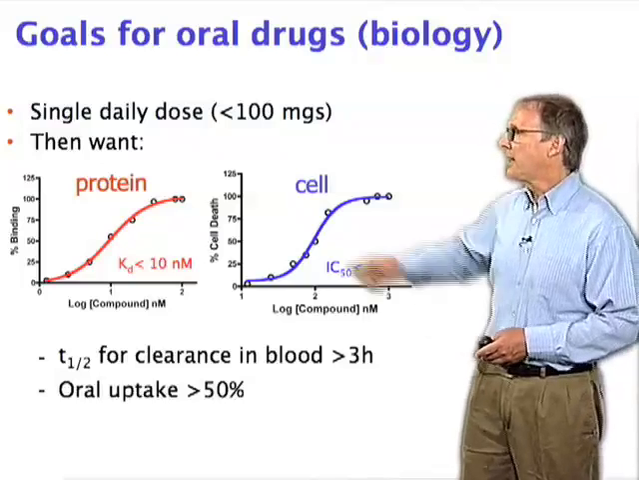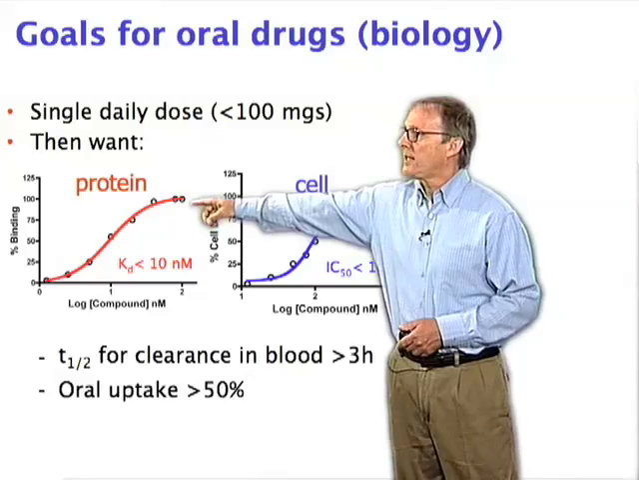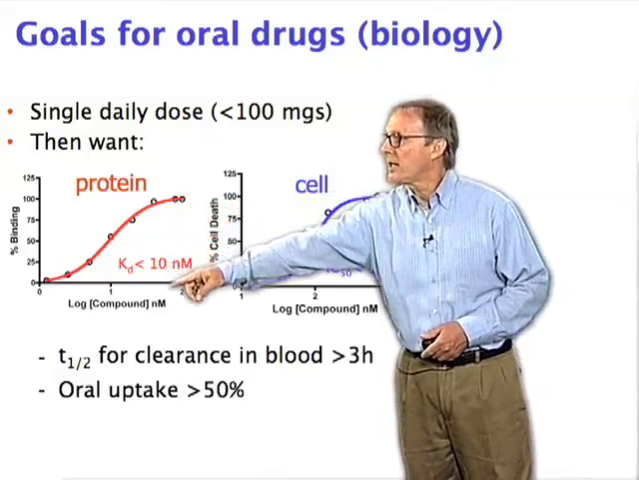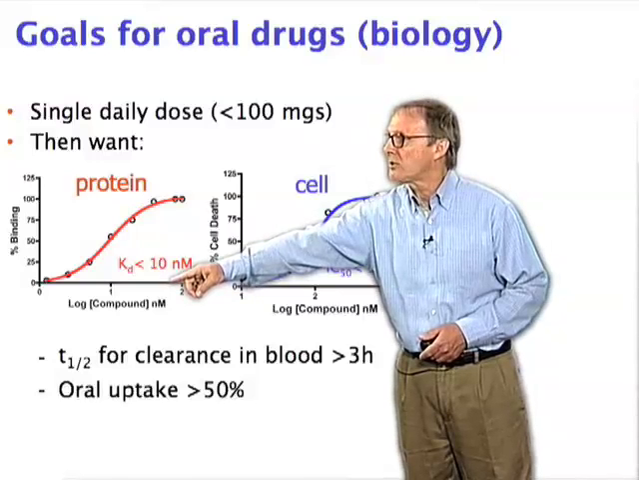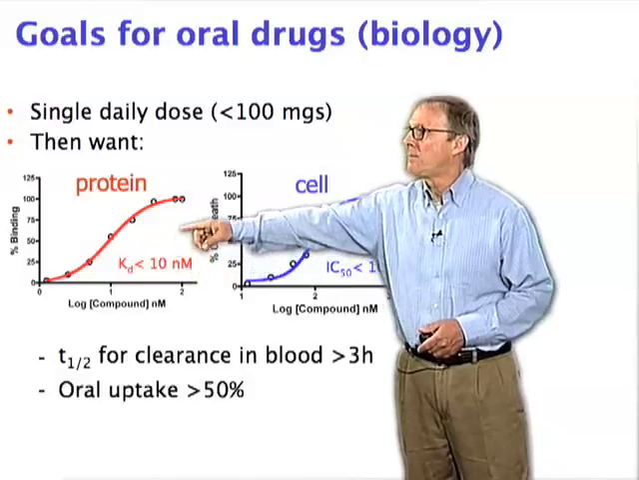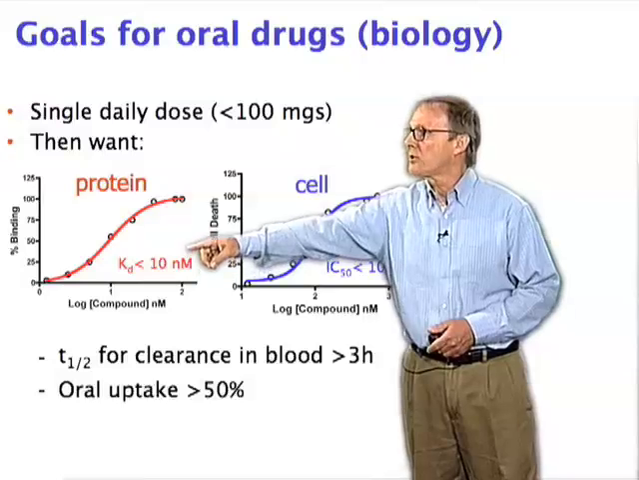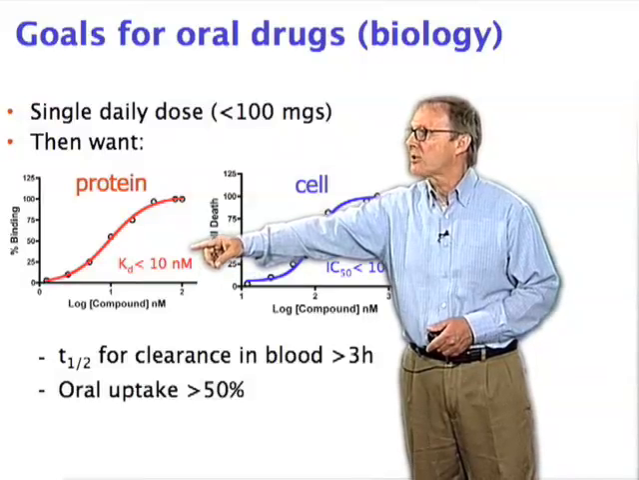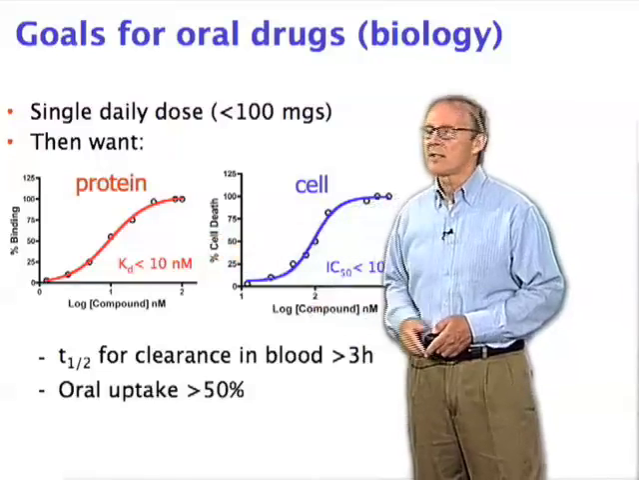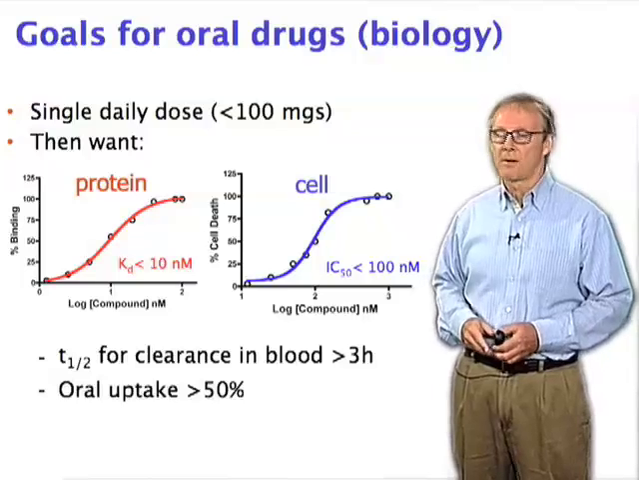We can measure that in this process over here, where we show direct binding of a compound to a protein. We can titrate the compound in, with increasing concentrations from left to right, and measure the binding ability of the compound to the target. We can then measure at what concentration we get 50% binding, and that's called the KD. In this case, it's 10 nanomolar. So that's a nice binding compound. We would like our compounds to be that potent or more.